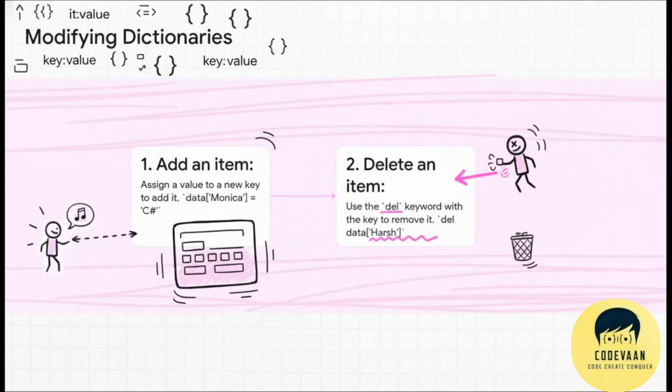And changing a dictionary later on, it's just as easy. Want to add a new person? Just assign a value to a new key, like data["Monica"] = "C#". It just works. Want to remove someone? Just use the del keyword with the key you want to delete. That's it. It's really that straightforward.